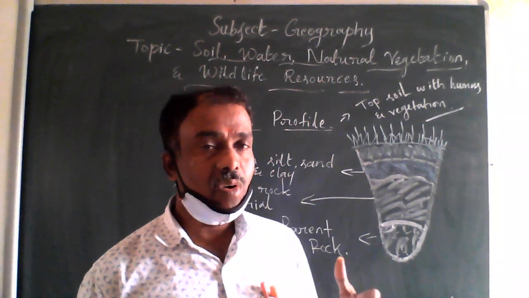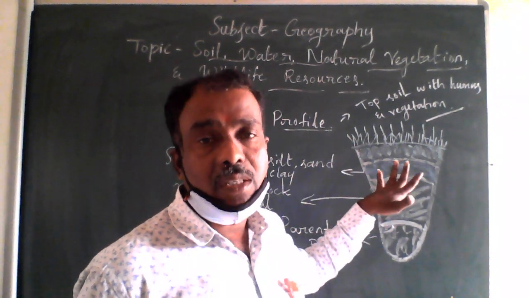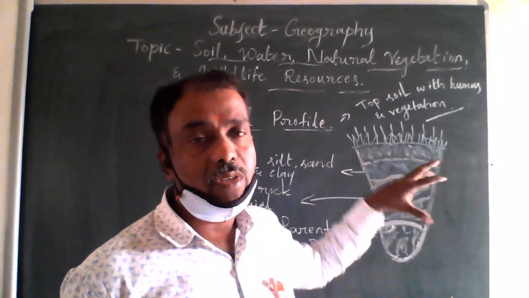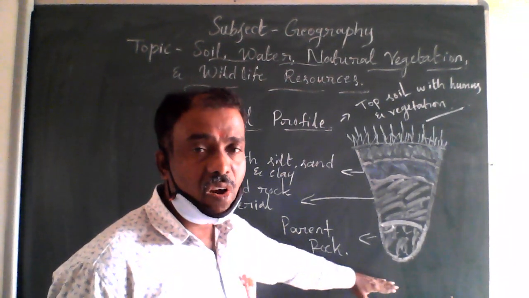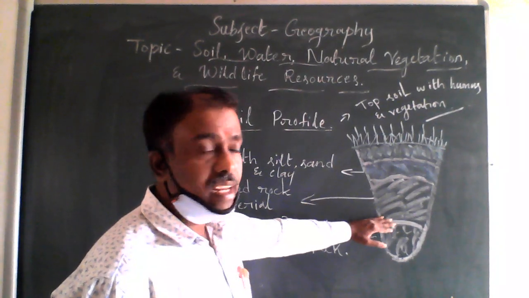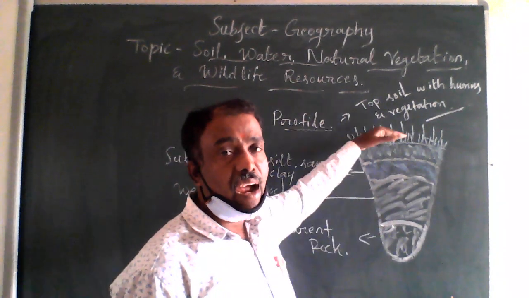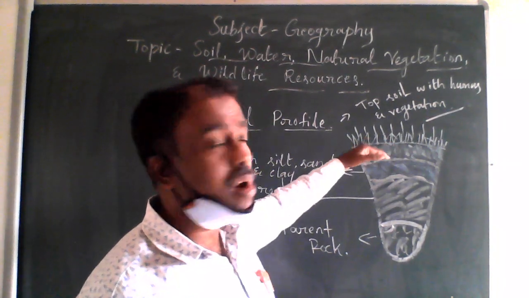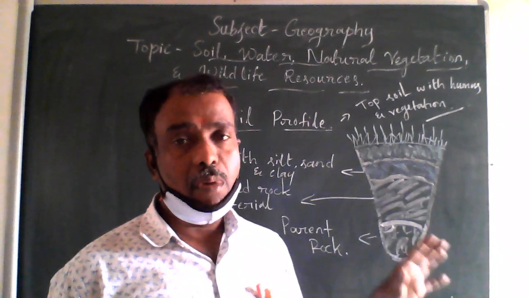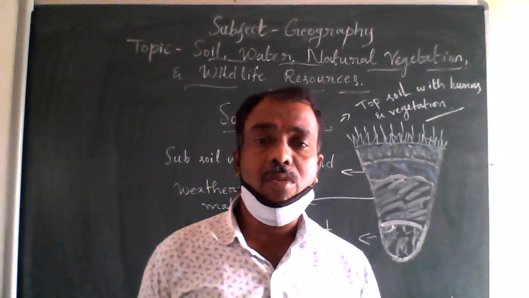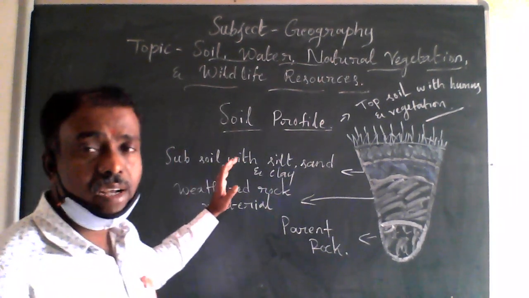You can observe how beautifully it was drawn. If you are asked about the soil profile, you have to draw it and label all of this. Please keep in mind, this is the parent rock, this is the weathered rock material, this portion is the subsoil with sand, silt and clay, and the upper layer, the top level, is the top soil with humus and vegetation. This is a brief description of the soil profile. I hope, dear students, you are able to understand it.